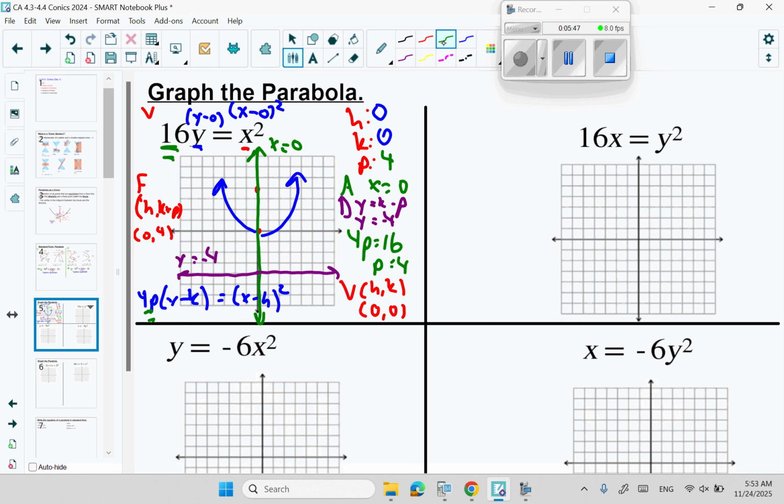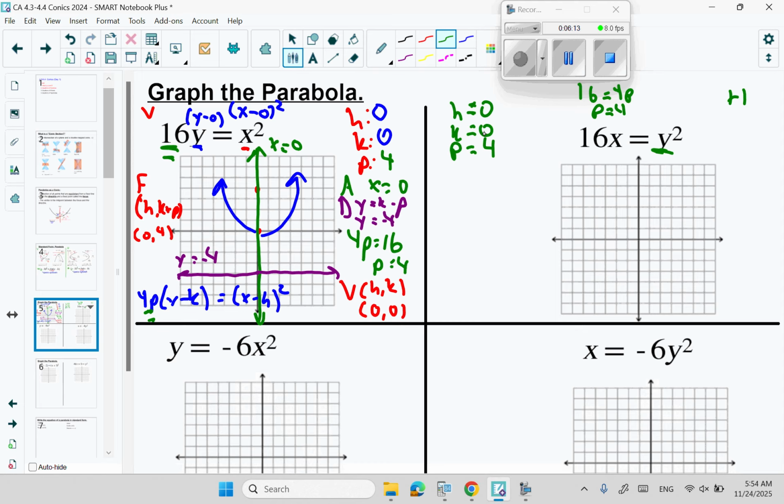This next one will follow very similar logic. But y is being squared, so this is horizontal. I get an h of 0 because I'm subtracting 0 from x. I get a k of 0, so I'm subtracting 0 from y. 16 equals 4p. Therefore, p equals 4.